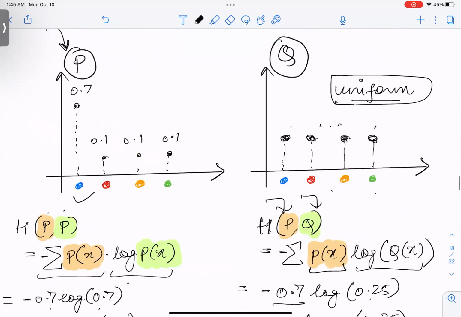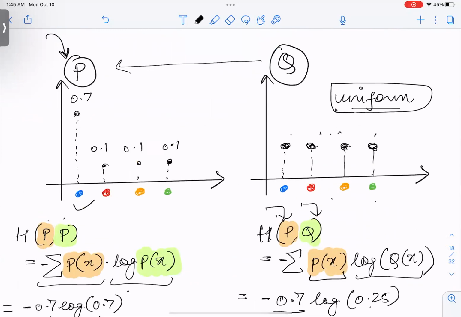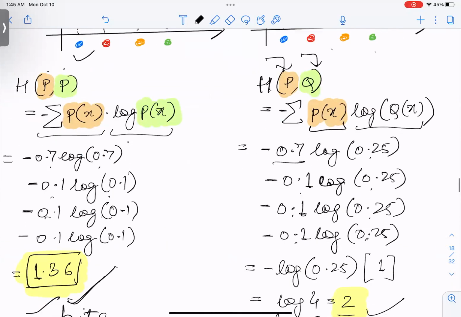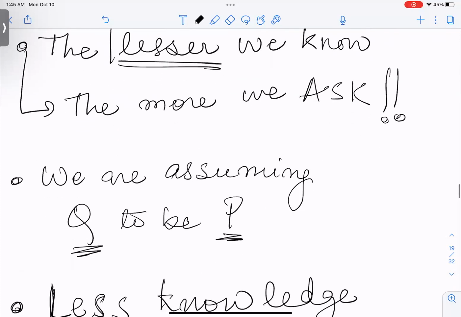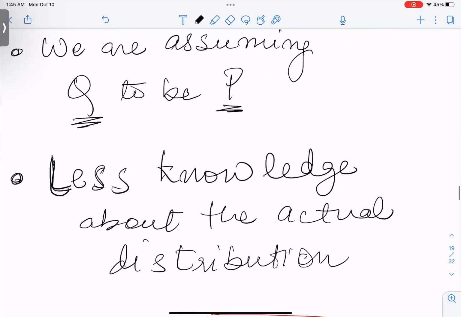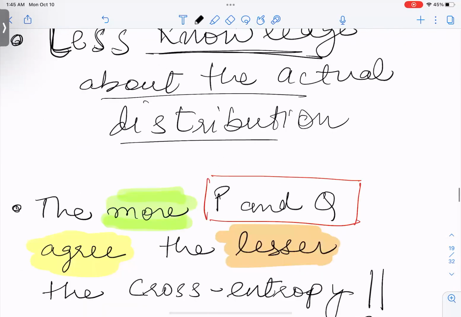Q is just an approximation of P. It is not actually equal to P. So we have less information about the actual distribution, so we are going to ask more and more, we need more and more information. We are assuming Q to be P, with less knowledge about the actual distribution.